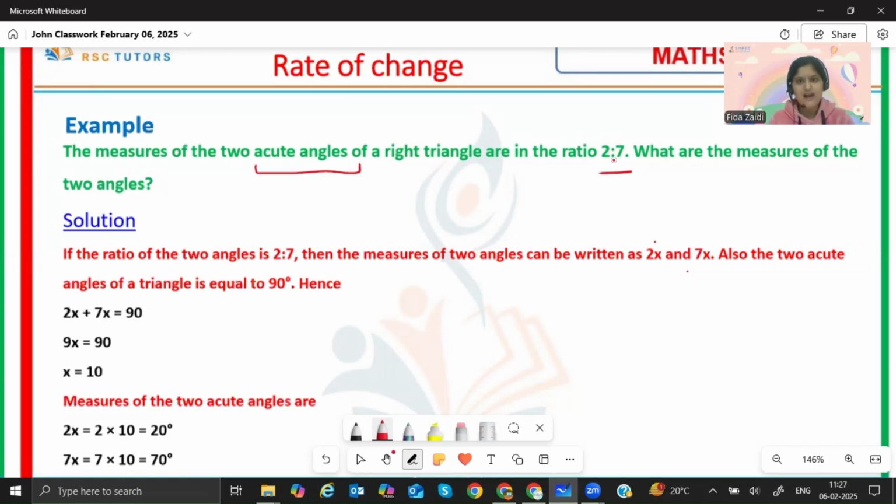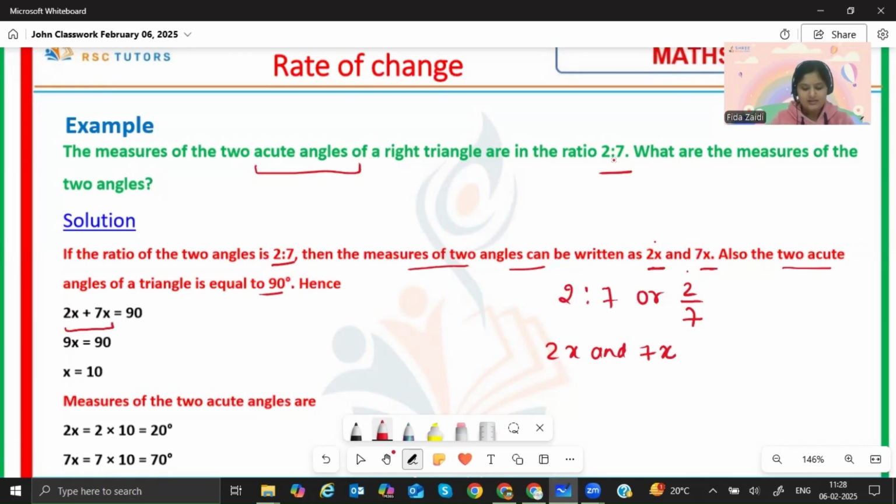If you are given the angles ratio 2:7, then the measures of the two angles can be written as 2x and 7x. If a 2:7 or 2/7 ratio is given, then you can write one angle as 2x and the second angle as 7x. Also, the two acute angles of a right triangle add up to 90 degrees. We already know that. So you will add them, 2x plus 7x, and their sum will equal 90 degrees because these two angles are acute angles.